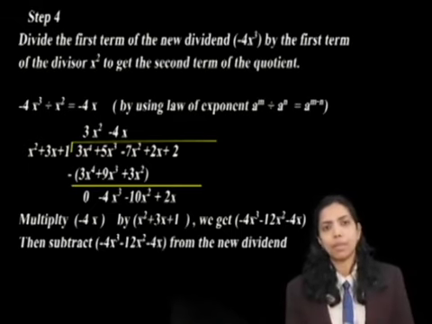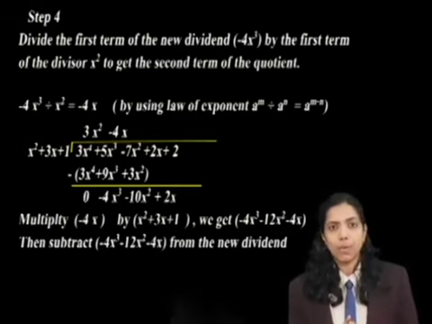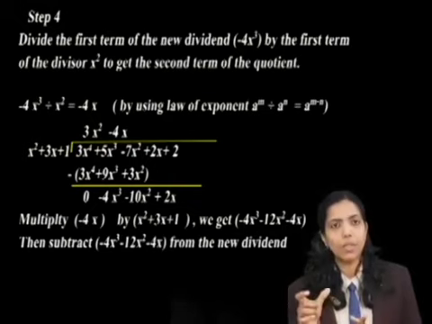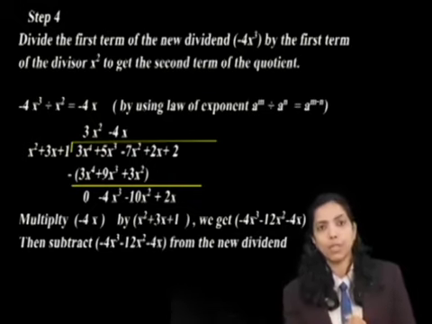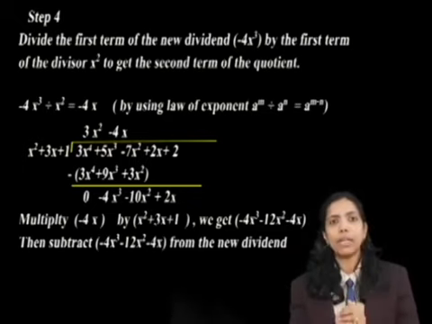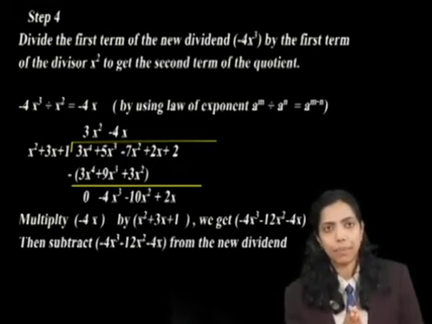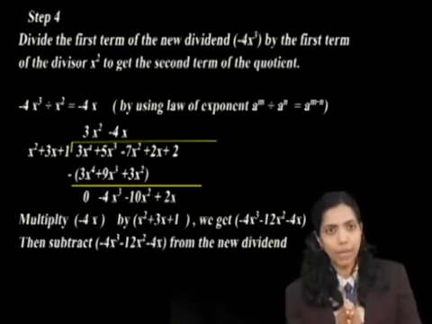What is the step? Now we got a new dividend: minus 4x to the power 3 minus 10x square plus 2x. We have to take the very first term of the dividend, minus 4x to the power 3. It has to be divided by x square. So what is the answer? Minus 4x. Now we have to write down the second term of the quotient as minus 4x.